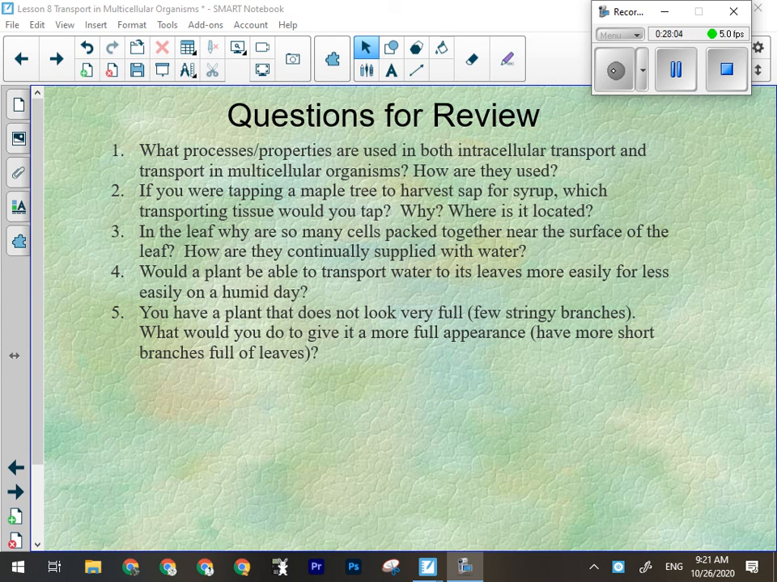So they're used obviously just to move materials. For osmosis, it can obviously be used to move water from the roots to the top of a tall tree.